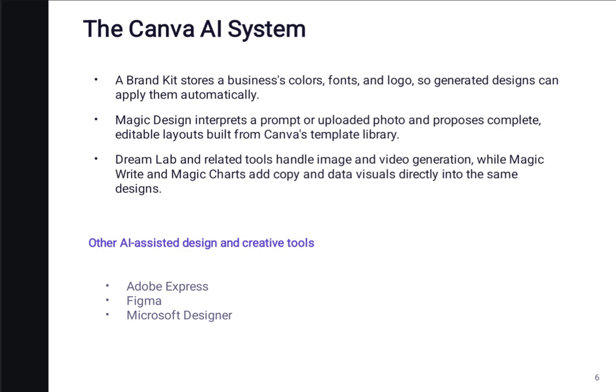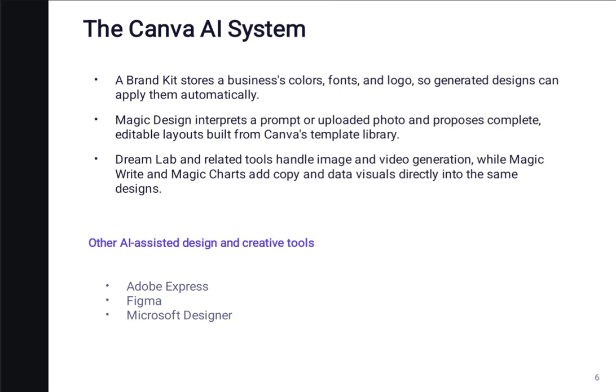The Canva AI system. A brand kit stores a business's colors, fonts, and logo so generated designs can apply them automatically. Magic Design interprets a prompt or uploaded photo and proposes complete editable layouts built from Canva's template library. Dreamlab and related tools handle image and video generation, while Magic Write and Magic Charts add copy and data visuals directly into the same designs.